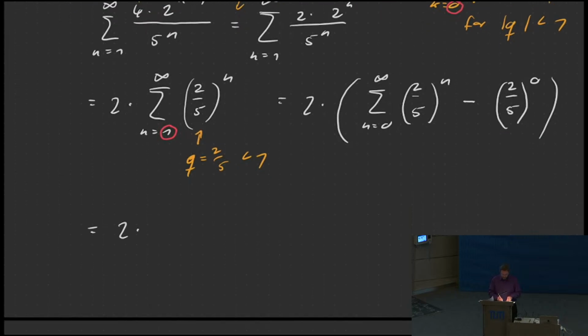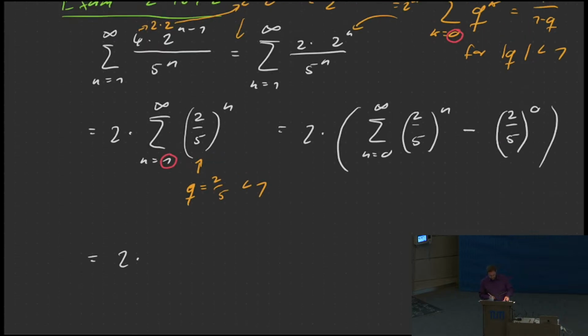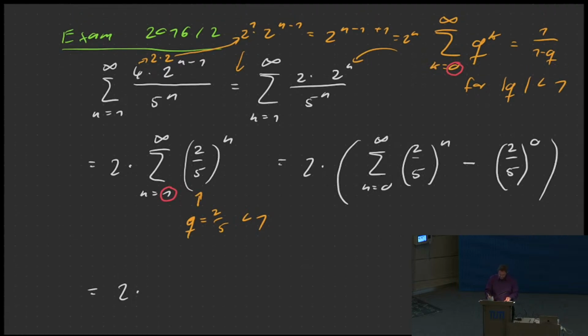So this is 2 times the formula for the geometric series, 1 over 1 minus q. So we have 1 over 1 minus, and q is 2 over 5 here. Minus, and 2 over 5 to the power of 0 is 1.